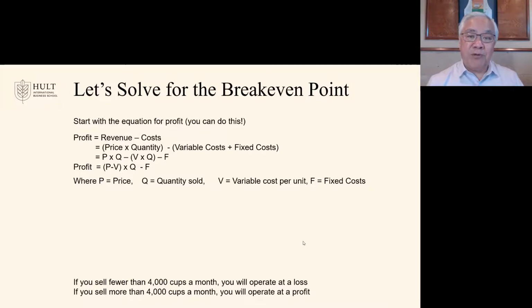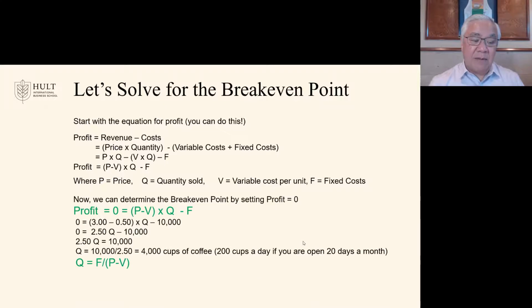So now we have the profit equation. Profit equals price times quantity minus variable cost times quantity minus fixed costs. If you go back to your high school algebra, you say, I have a common term, quantity. So we could group like terms. So we have price minus the variable costs, times quantity, minus the fixed costs. By the way, we call the price minus variable costs the profit contribution. So for every cup of coffee, we make a certain amount of money that is going to be used to cover fixed costs and ultimately generate profit.